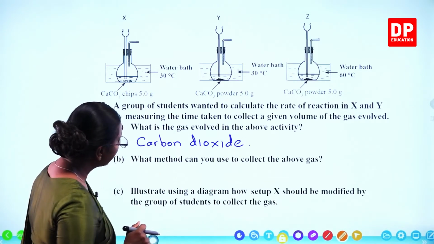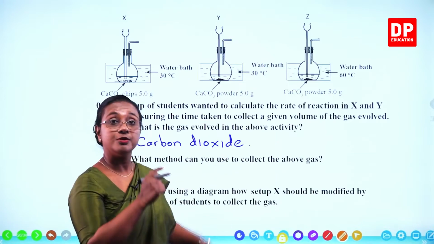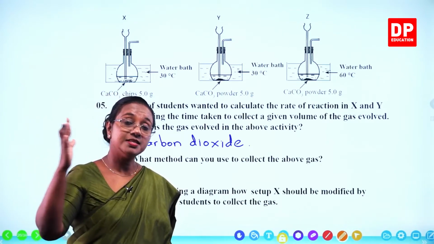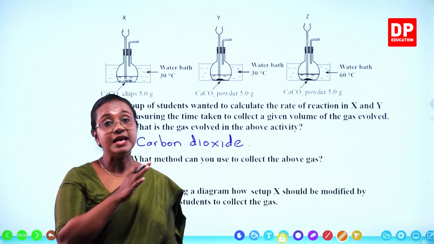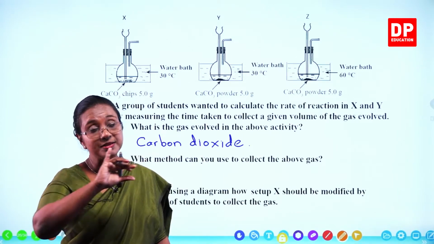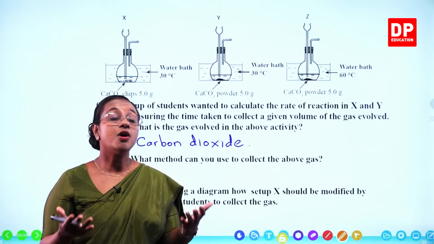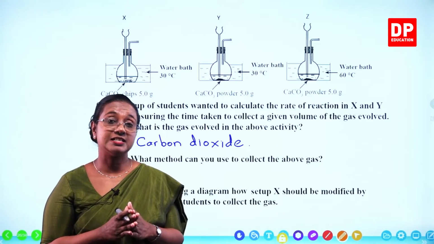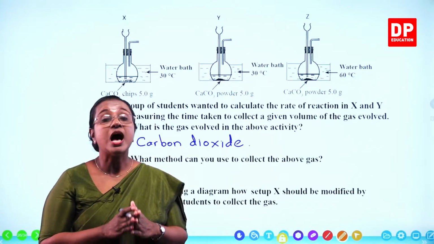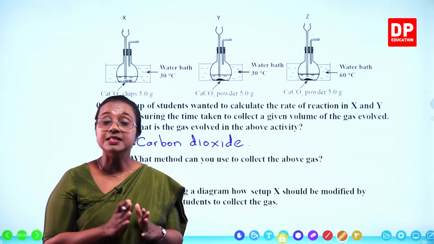Then B, what method can you use to collect the above gas? How can you collect the gas? Either to this glass tube you can attach a syringe and with that it can be collected. If it is the syringe, the piston is compressed completely, then there is no air. After that you connect it to the glass tube. So while the gas is being released, the piston will move and the volume of gas can be collected. But normally in the laboratory, you all know if to collect carbon dioxide gas, you can use downward displacement of water or else you can use upward displacement of air because carbon dioxide is denser than air. Either method can be used.